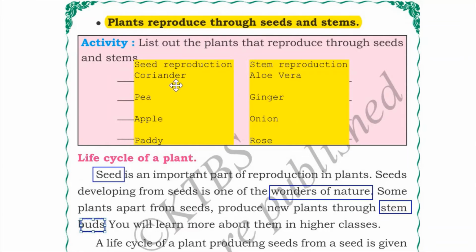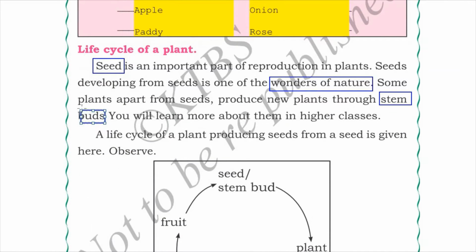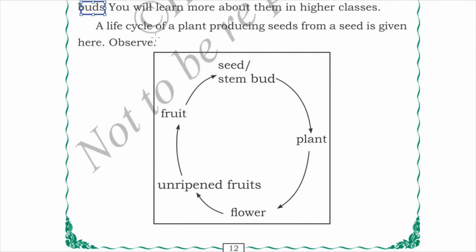So like we just learned, seed is not the only method through which plants reproduce. Instead, they can also reproduce through stem, buds, etc. Let us look at the life cycle of a plant. A life cycle of a plant producing seeds from a seed is given here. Observe. Let us start with the seed. From the seed, we are going to get a small shoot that is going to develop into a plant.